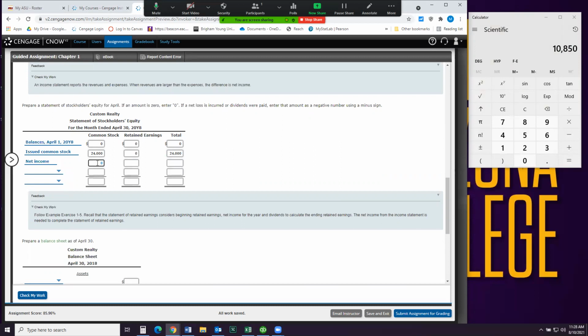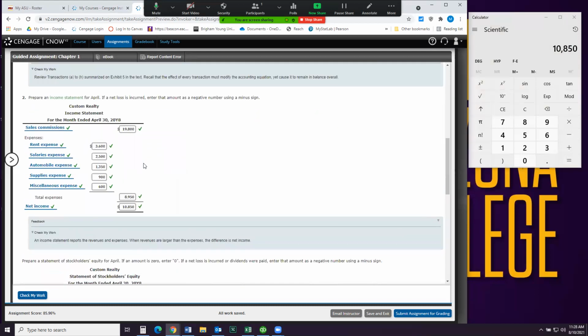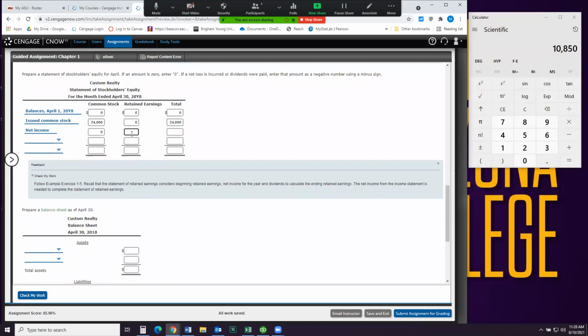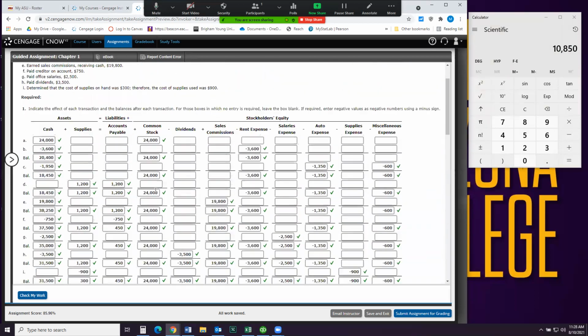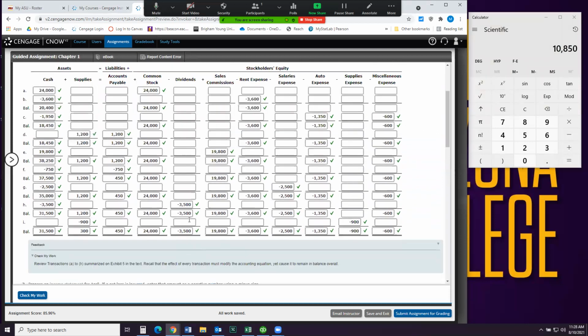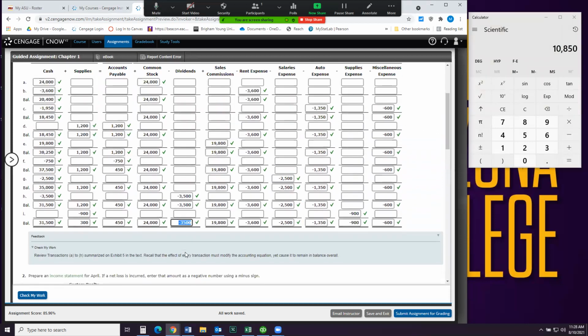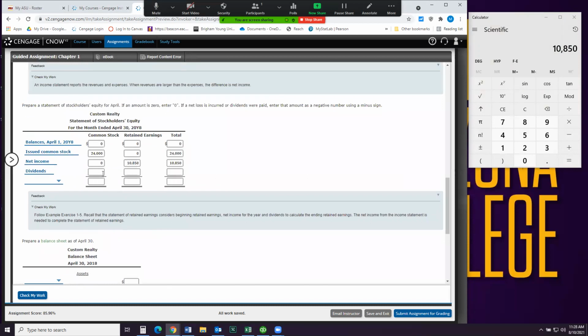So it doesn't affect our common stock. But our net income, which we can find right up here on our income statement of $10,850, that increases our retained earnings. Then we paid a dividend. We can look back up here where we paid $3,500 in dividends. So dividends reduce the amount of retained earnings a business has.